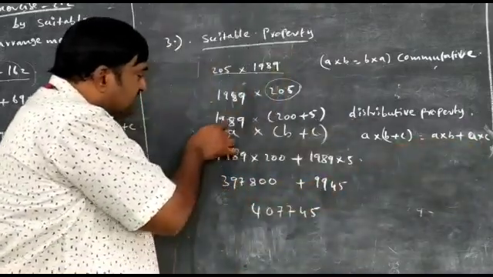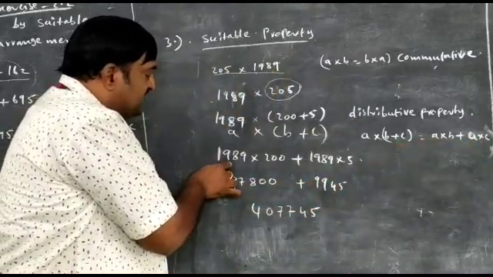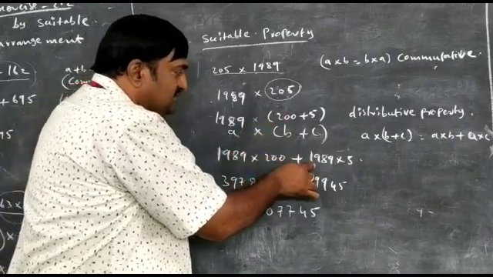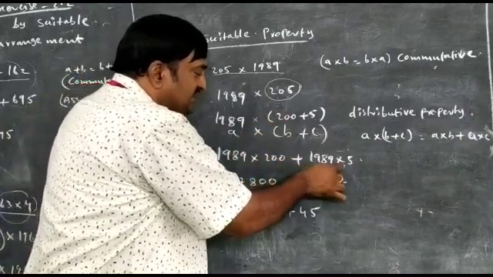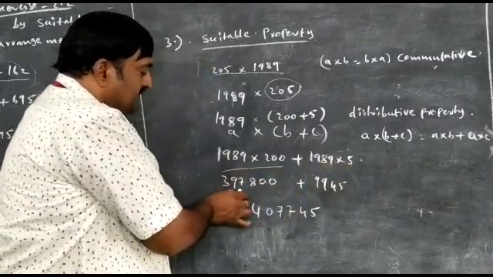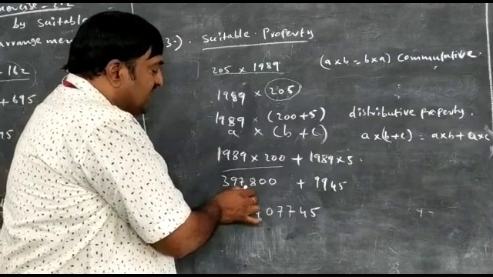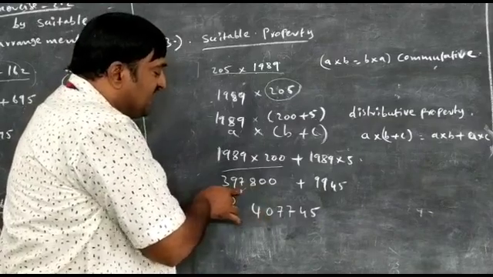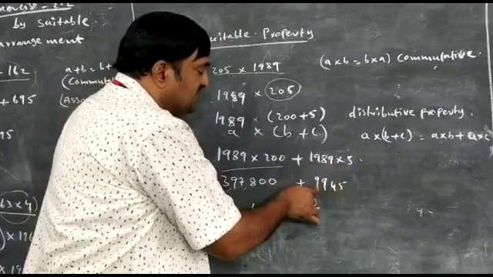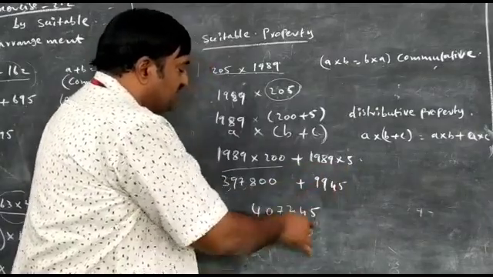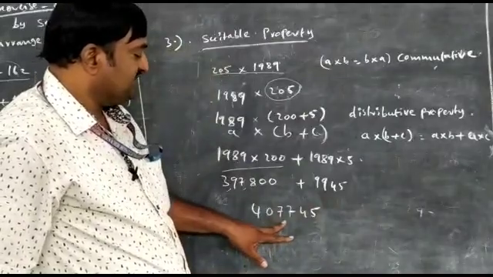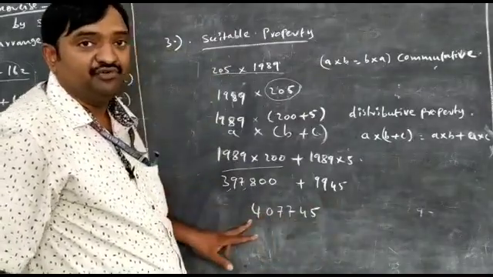See, A means 1989 into 200 plus 1989 into 5. When you multiply these two, you get 3,97,800. When you multiply these two numbers, you get 9,945. When you add these two numbers, you get 4,07,745.